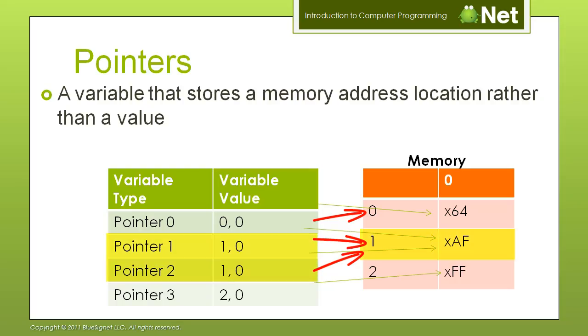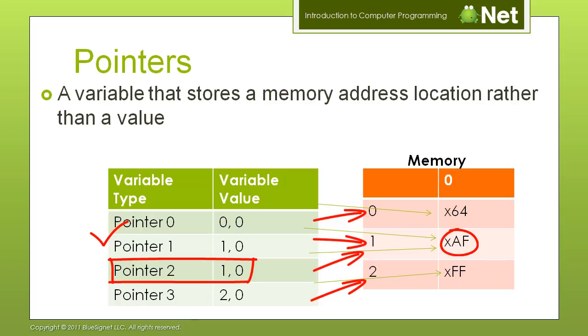And 1 and 2 are actually pointing at the same memory space, 10, which is AF, and 3 is pointing at FF. So one important thing to know is when pointer 1 changes the value that is in 10, pointer 2 is affected. You don't actually have to say, hey, pointer 2, this value's been updated. Pointer 2 is just pointing at that memory space.